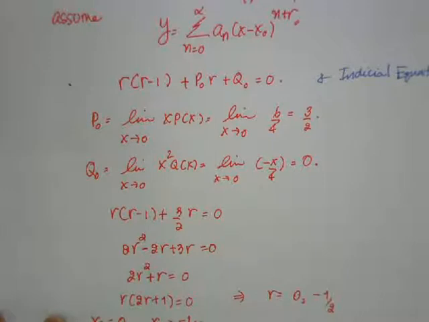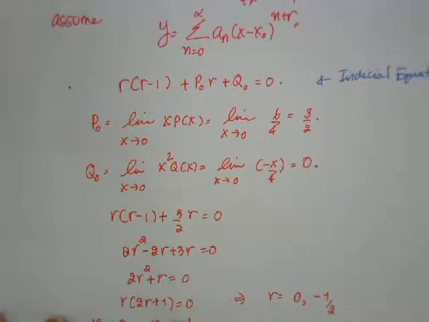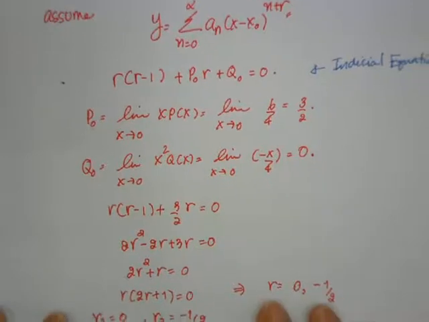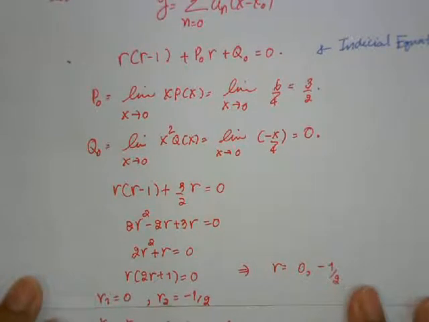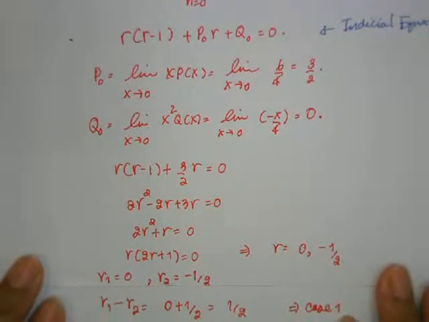So which one is r1 and which one is r2? It says that r1 is always greater than r2. You have two numbers, 0 and minus 1 over 2. Which value is higher? 0. So r1 is 0 and r2 is minus 1 over 2. Then we are going to find the value of r1 minus r2. r1 minus r2 is equal to 1 over 2.